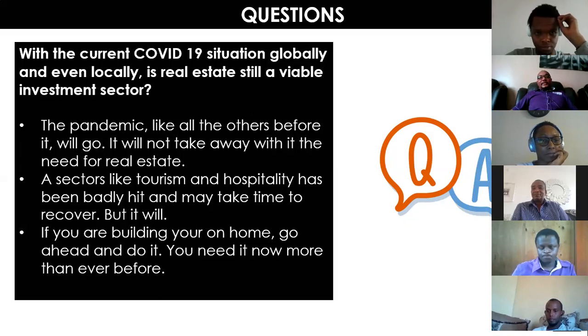Although the reality is that there are some sectors that have been badly hit. One of them that I've seen is the hospitality sector, because people are not moving around, so people are not staying in hotels. So hotels are closing down. So it might not make sense to want to invest in a hotel now.